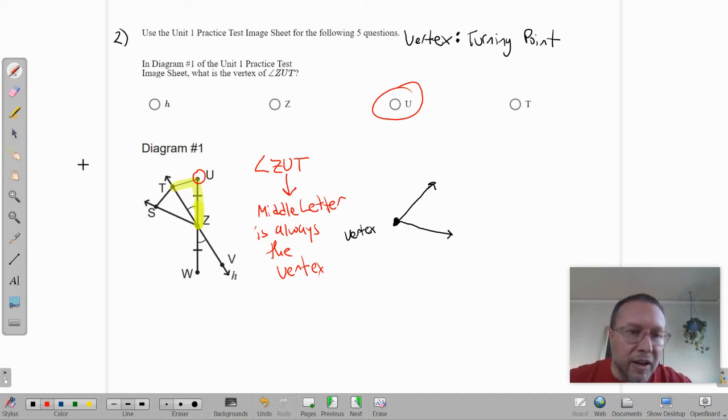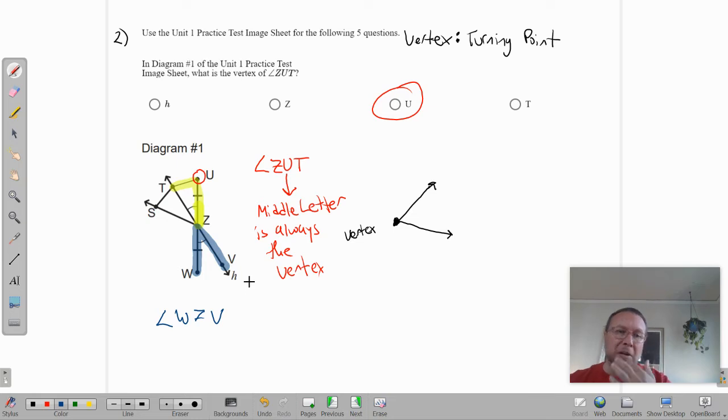Just so we understand that idea, real quick, let me throw another example in here. Let me highlight another angle here real quick. So let's do this one. If I wanted to know what the name of that angle was, I started at letter W, so that would be angle WZ, and then it turns at Z. So then Z would be my vertex. And then I would have WZB.